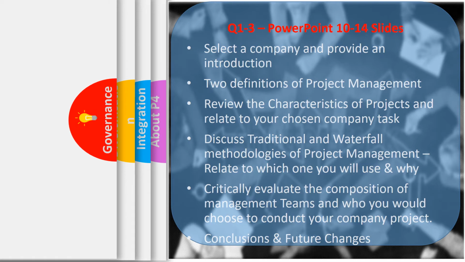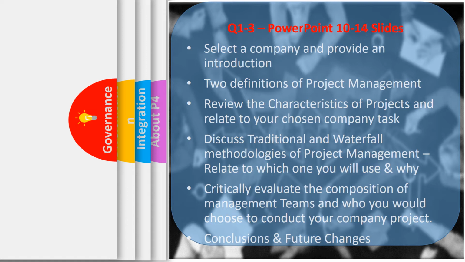Then the next part that you need to cover will be to review the characteristics of projects and to relate these to your chosen company task. The next point is to look at and discuss traditional, which is also called waterfall type methodologies, and how these compare to agile type methodologies. And also, what do we mean by methodology or project management? And relate this to your company, and how you will use this and why.